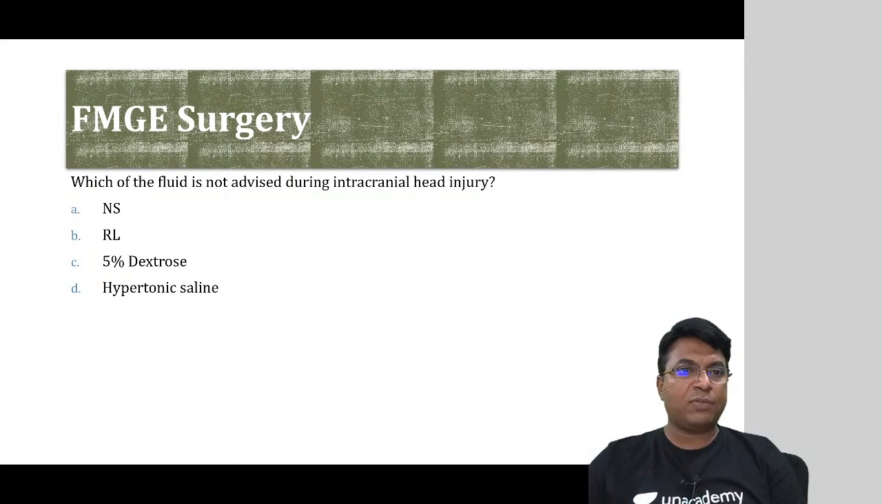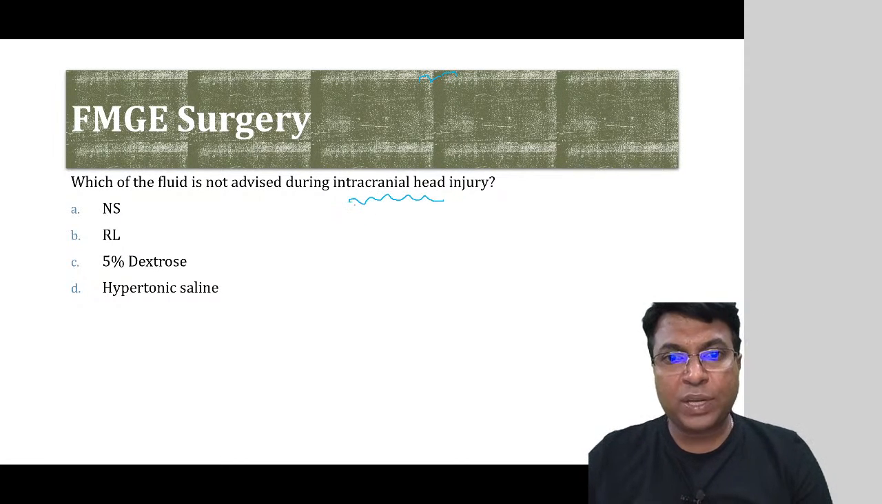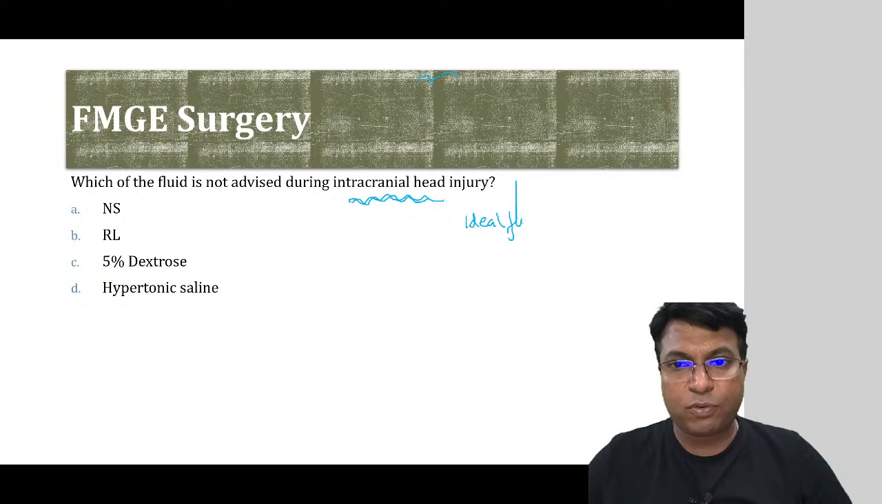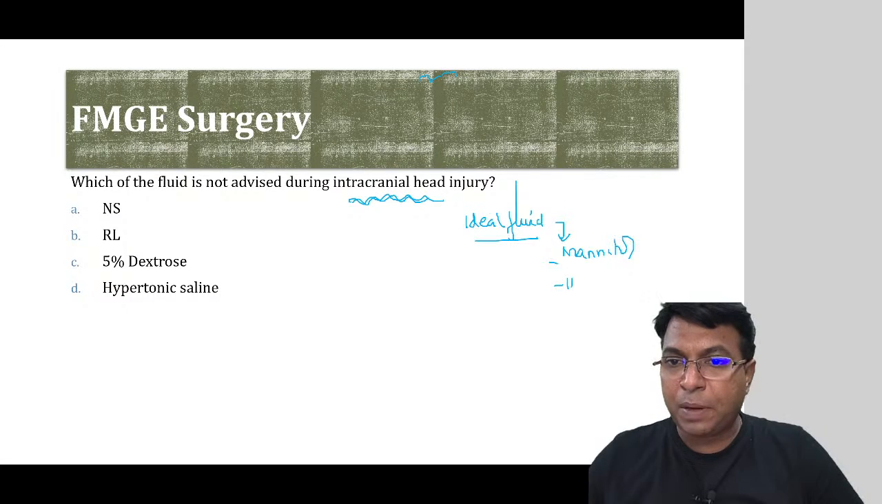Which fluid is not advised during intracranial injury? First, tell me what the ideal fluid for an intracranial injury is. The ideal fluid for intracranial injury is mannitol. Mannitol is the ideal fluid, and we can also use hypertonic solutions. Any hypertonic solution you can use.